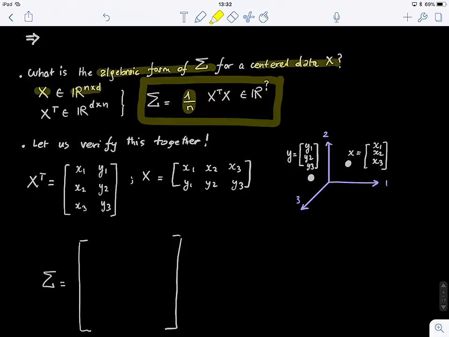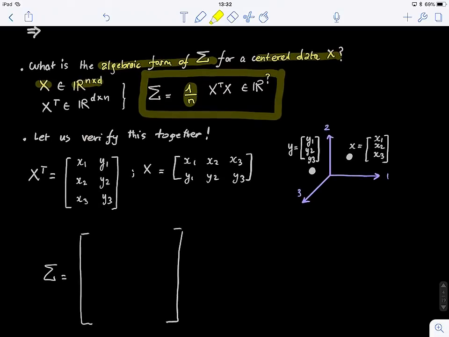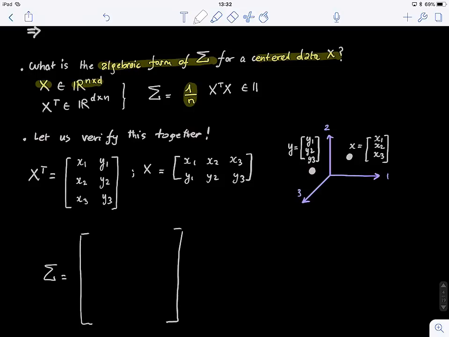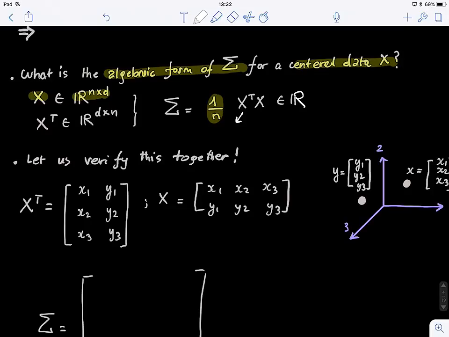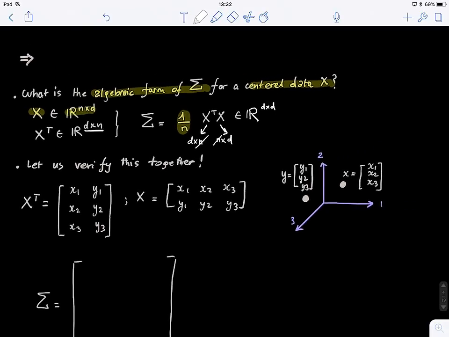Here, imagine we're going to verify it for just a few elements. First, let me ask you a question: what is the dimensionality of this covariance? Remember, this one is d times n because I transposed it, and the other one is n times d. So when I multiply, the n dimension will disappear. So we will get d times d. Okay? Right?